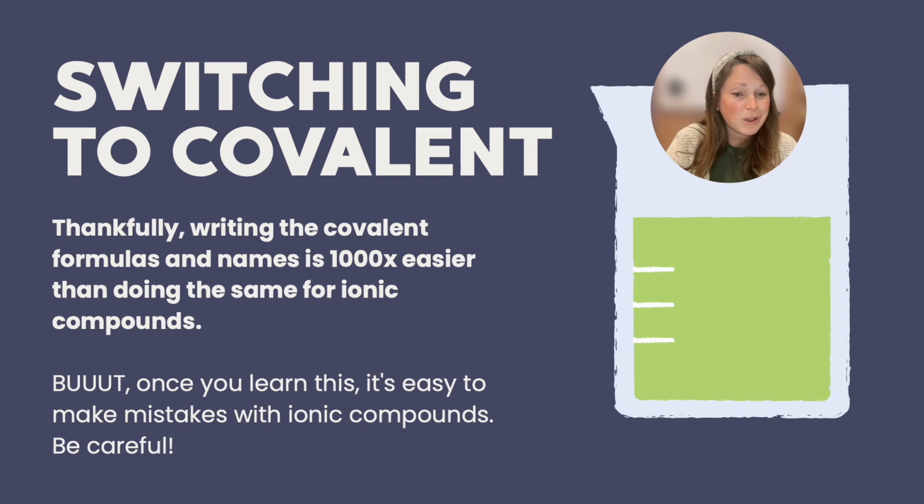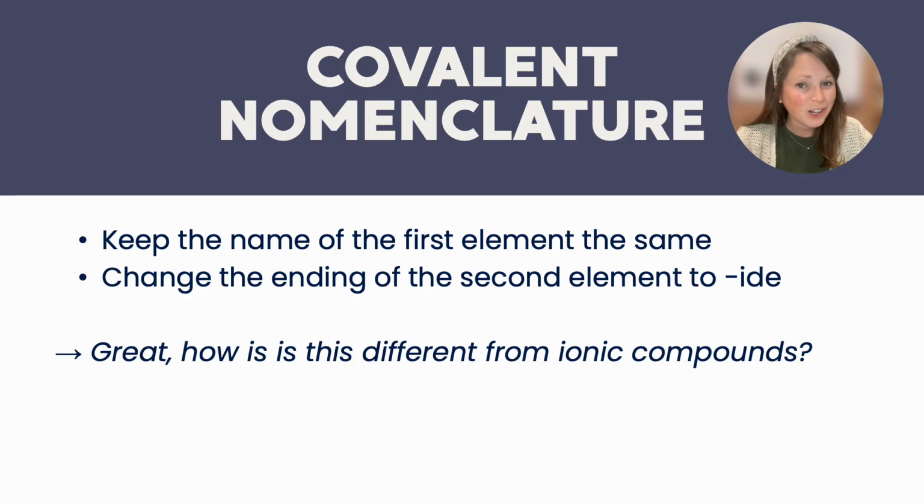All right, so we started with the hardest portion because once you start doing covalent, you want to do this for everything. So let's talk about how we do covalent compounds. Just a reminder, covalent compounds are 2 or more nonmetals where those electrons are shared. So we're still going to keep the name of the first element the same, and then we're going to change the ending of the second one to -ide.